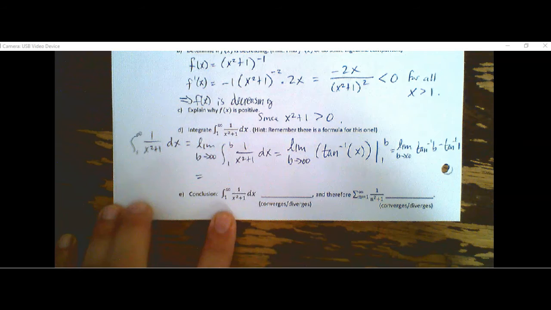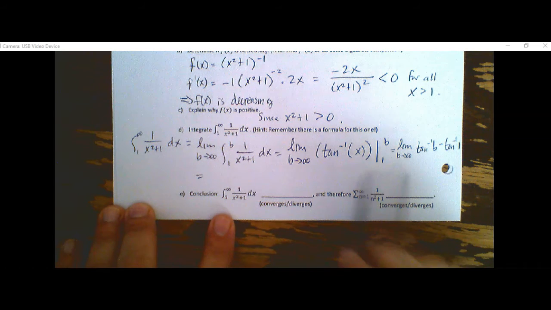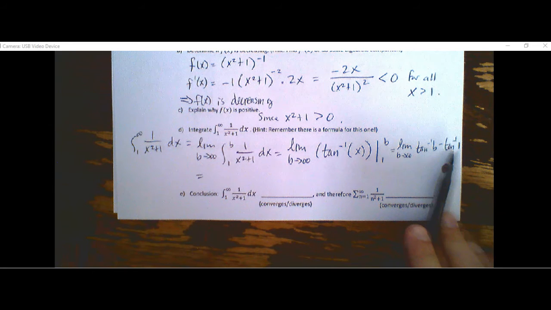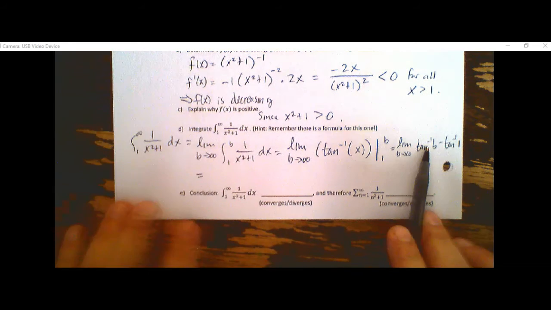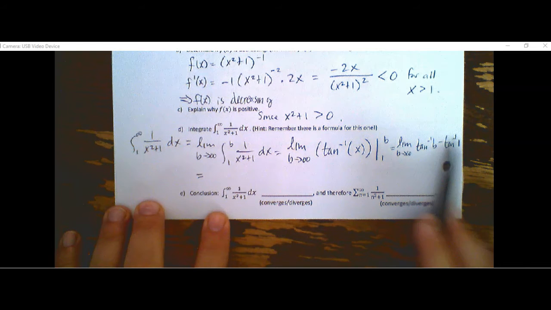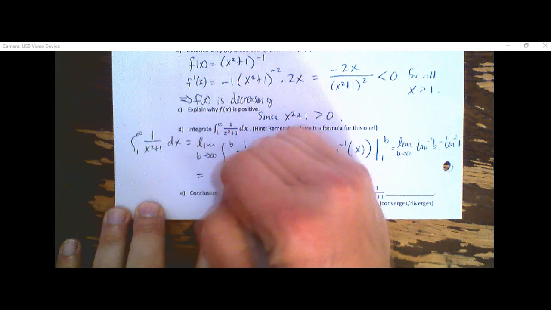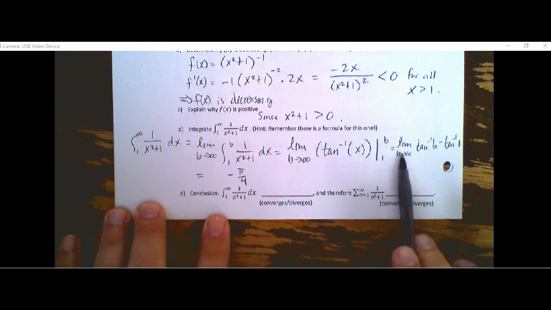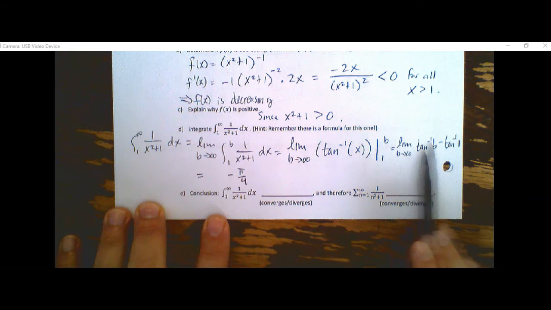Let's think about what the tangent inverse of 1 is. Tan inverse gives an angle, and we're looking for angles for both of these. What angle is associated with a tangent value of 1? That is pi over 4. Now, the limit as b goes to infinity of tan inverse of infinity, what's that?